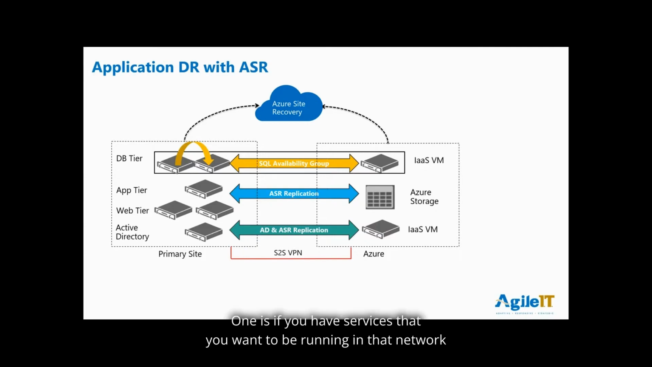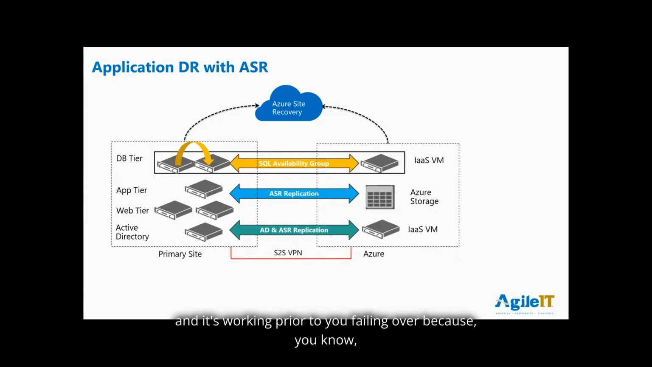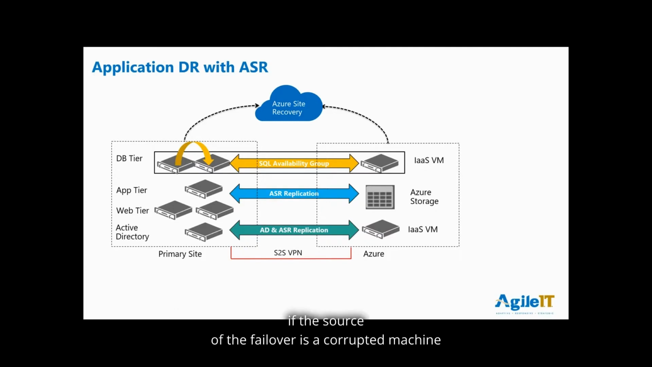One is if you have services that you want to be running in that network or in that location before you fail over, or maybe you want to have a monitoring machine, or maybe you want to have something there that is there and it's working prior to you failing over, because even though you're using ASR, if the source of the failover is a corrupted machine or something of that nature, then if you fail it over, the result's going to be the same.